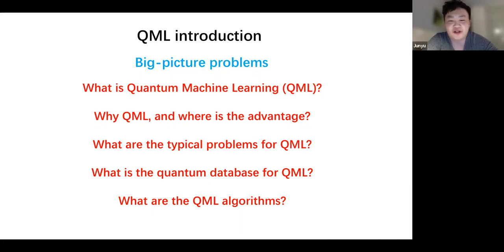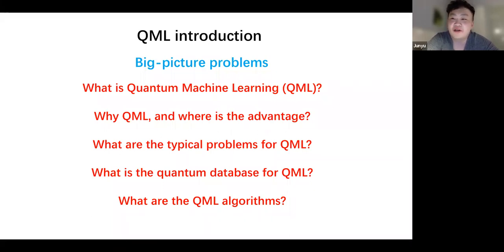And also, if we are going to do supervised learning, what is the quantum database? Is this database quantum or classical? Basically, we're asking, are we using quantum data or classical data for quantum machine learning? And is there any difference?